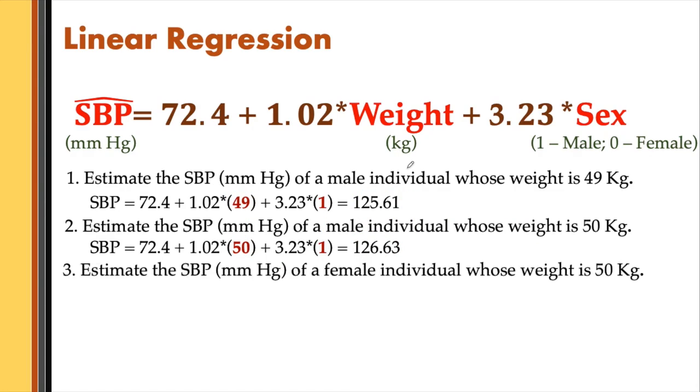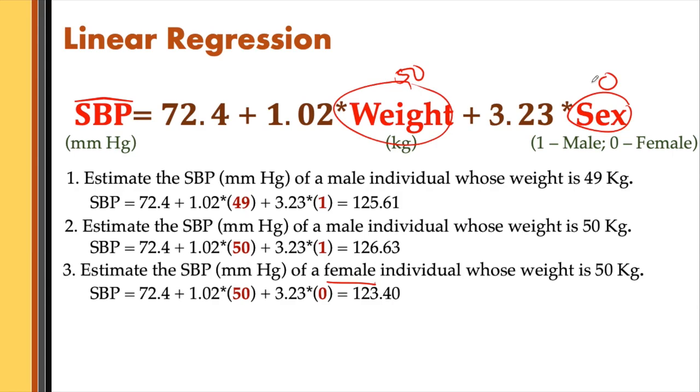Next, suppose you're asked now to estimate the systolic blood pressure of a female individual whose weight is 50 kilograms. In other words, the weight would still be 50, but this time the sex, since this is a female, will be 0. Substituting those values, we have an estimate of systolic blood pressure of 123.40. Now notice here that the weight is constant, which is 50.